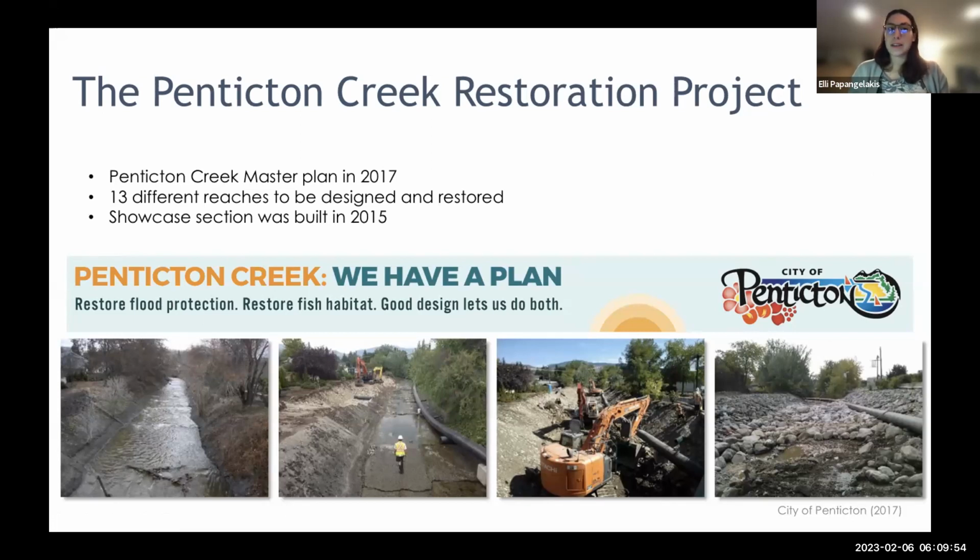And the main goals, as stated in the master plan, were to have flood protection, restore fish habitat, and try to find designs that can do both. So our focus for our experiments was mostly on the restoring fish habitat side, and I'll talk a little bit more about that.